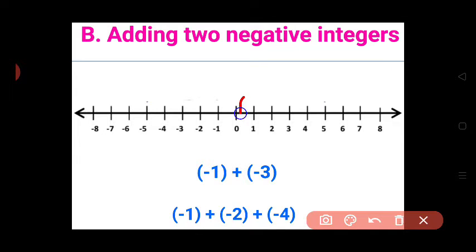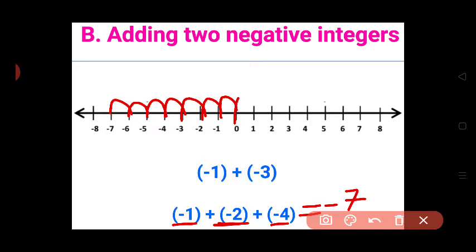First starting from 0, move 1 unit towards the left, -1. The next addend is -2, that means move 2 units towards the left. So this is 1 and this is 2, -3. Now we have to move -4, that means 4 more units towards the left. So starting from -3: 1, 2, 3 and 4. So what is the result now? -7.